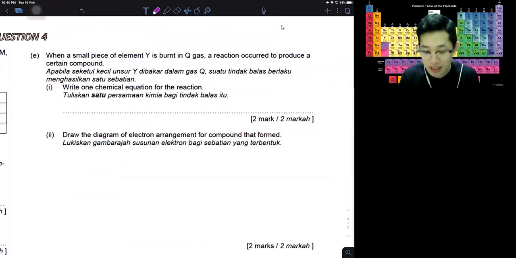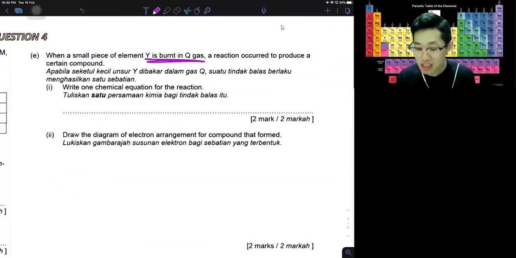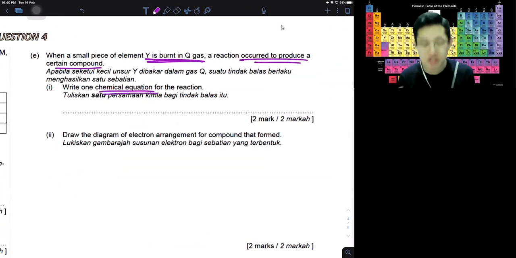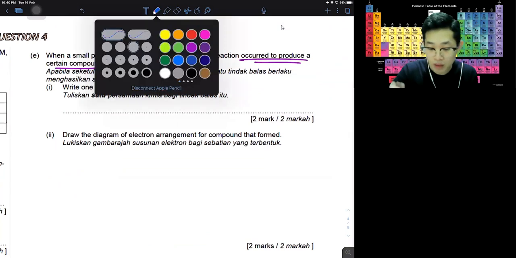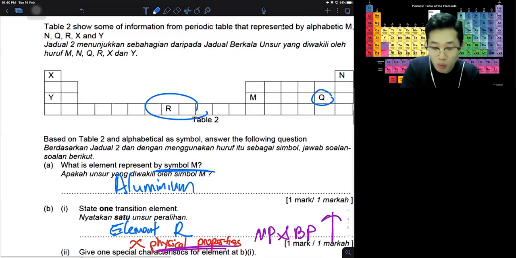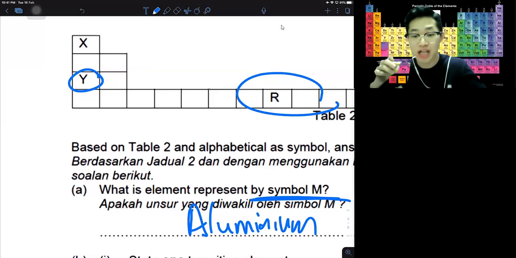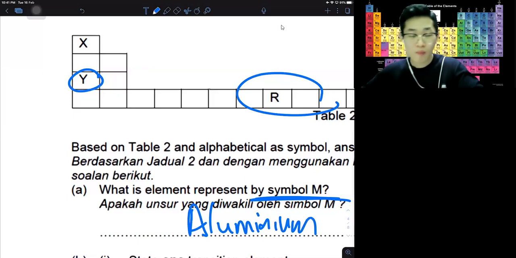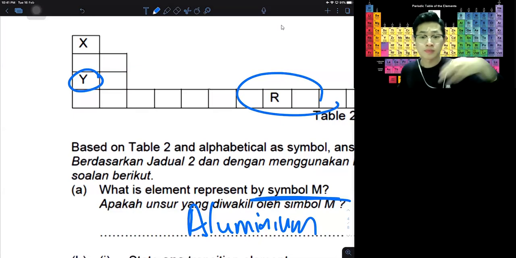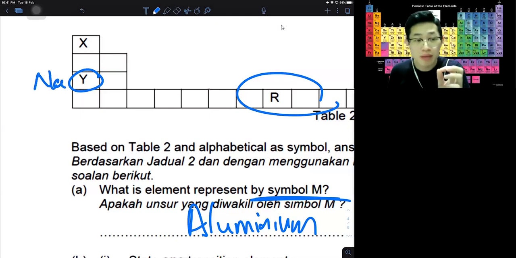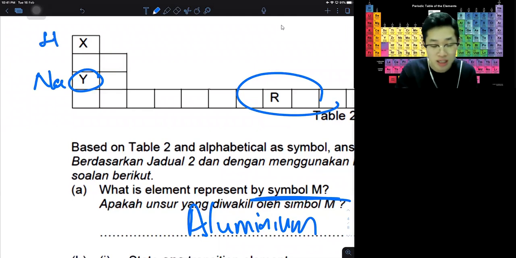When a small piece of Y burned in Q gas, a reaction occurs to produce a certain compound. Write one chemical equation for the reaction. So what is substance Y? In group 1, what is substance Y? The actual element. Okay, sodium. Remember the first one is hydrogen, and then lithium, sodium, potassium.